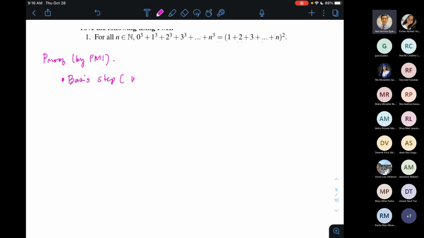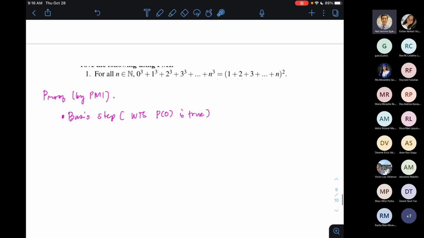We want to show that P of 0 is true. Okay? Pero kung titingnan natin yung statement dun sa left-hand side, summation lang siya ng mga cubes ng mga natural numbers hanggang kay n cubed, right?